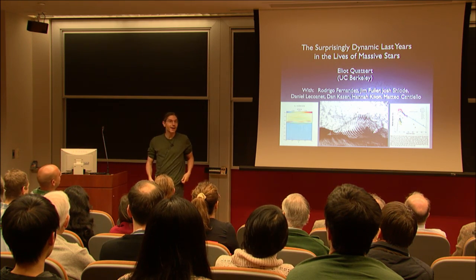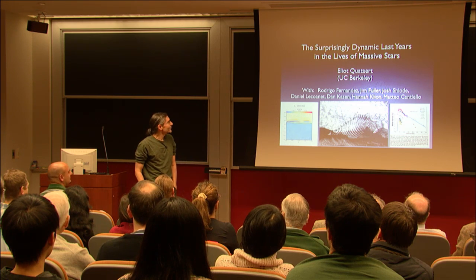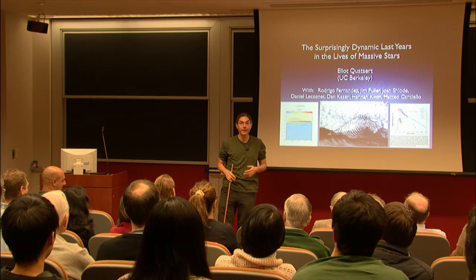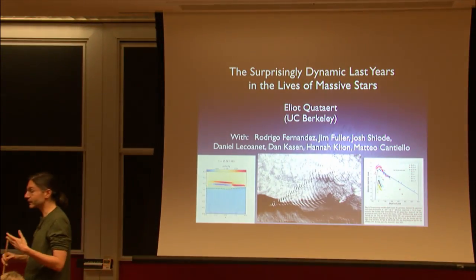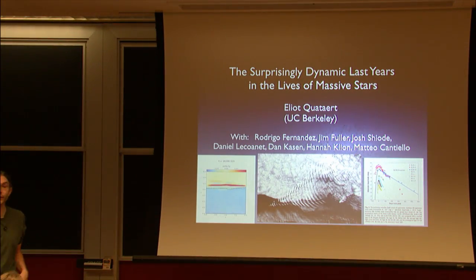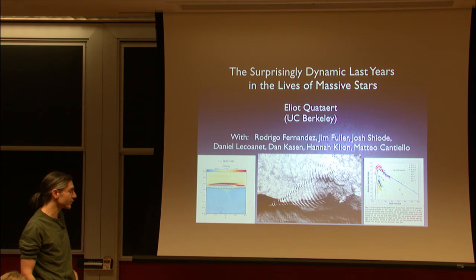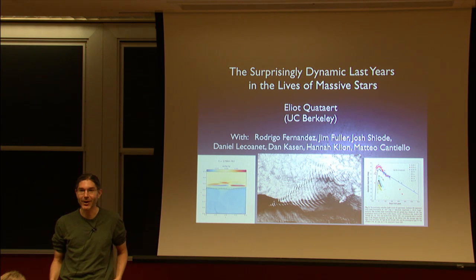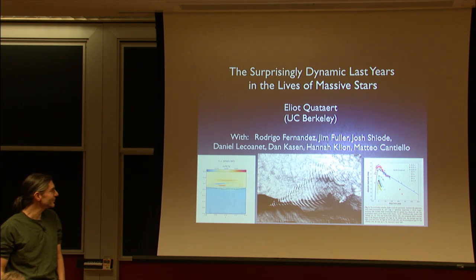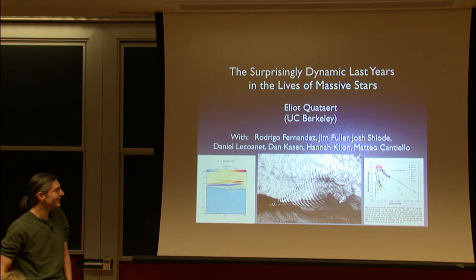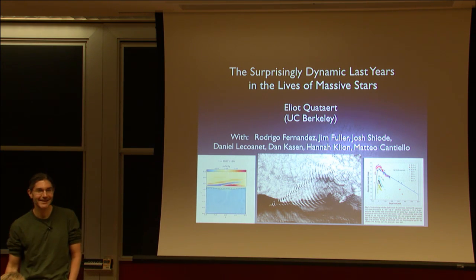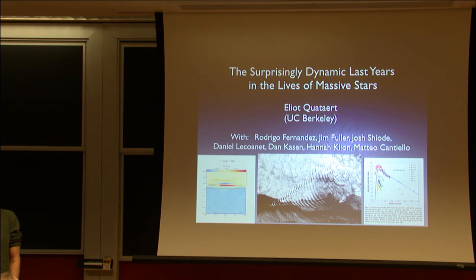So what I'd like to talk about today is some work that we've been doing over the last few years, studying really the last year to decade in the lives of massive stars, and how that connects to some of the different phenomena shown here at the bottom of this image: convection, luminous supernovae, and, can anybody guess what the middle one is? Except Jeremy.